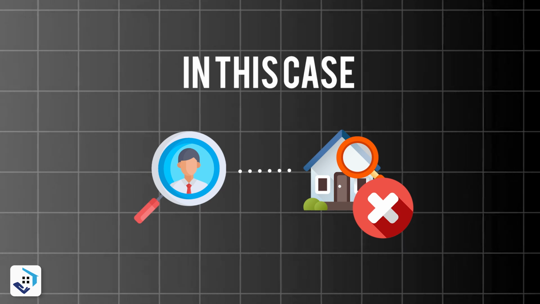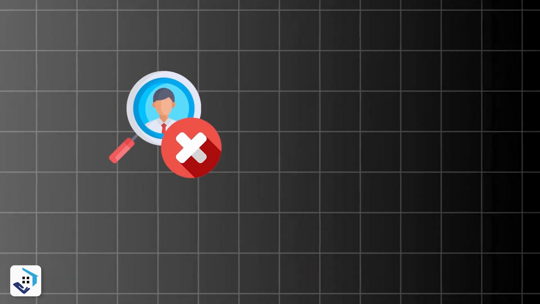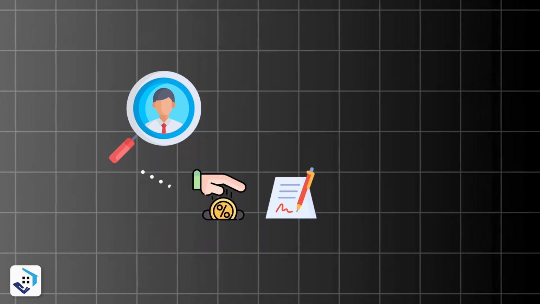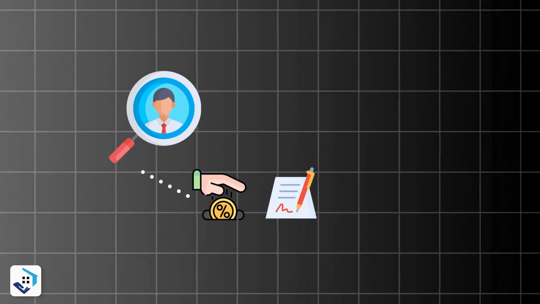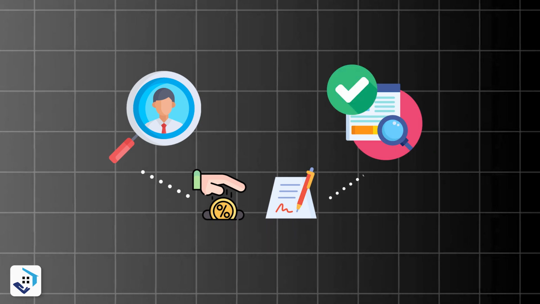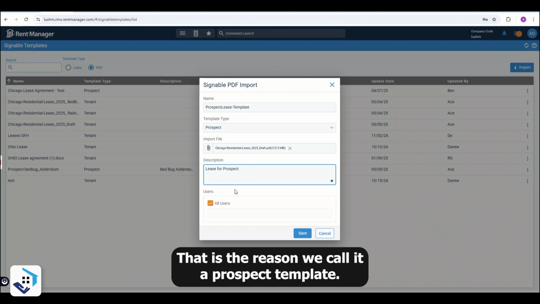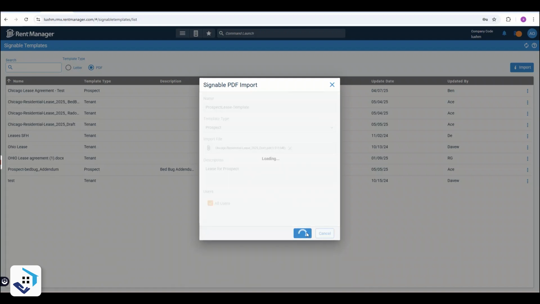We are not sure whether this person is moving in, so we will not consider the prospect a tenant until they sign the lease and make the deposit. Only after making the deposit and paying the application fee, and once the background check is completed, we prepare the lease. That is the reason we call it a prospect template. It is going to load here.